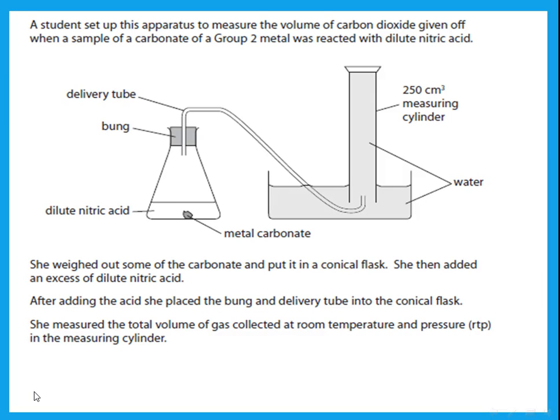A student set up this apparatus to measure the volume of carbon dioxide given off when a sample of a carbonate of a group 2 metal was reacted with dilute acid. So he has a carbonate with acid and he's collecting the gas, which is carbon dioxide. She weighed out some of the carbonate and put it in a conical flask. She then added excess dilute nitric acid. After adding the acid, she placed the bung. Can you see what a bung is? The bung is the thing that they close the flask with. And the delivery tube into the conical flask. She measured the total volume of gas collected at room temperature and pressure in the measuring cylinder.